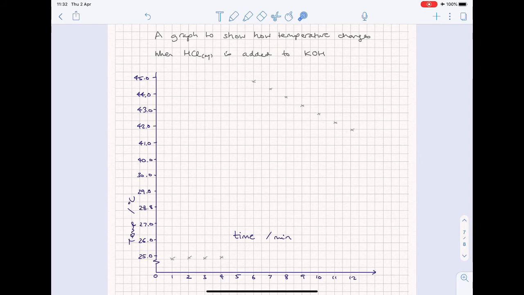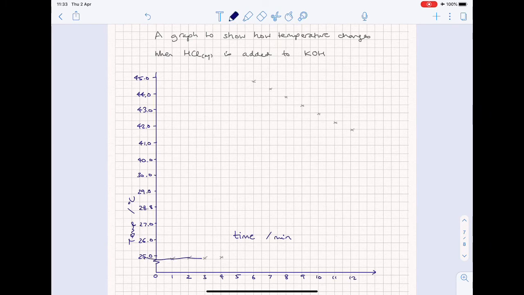And then we mix the acid with the alkali, but we don't take a reading. So here you can see that on the 5th minute where we mix the two solutions, there's no reading. And then we take readings after that. So here we've got readings for 6, 7, 8 and so on minutes.